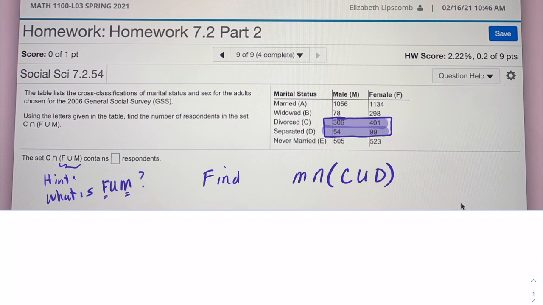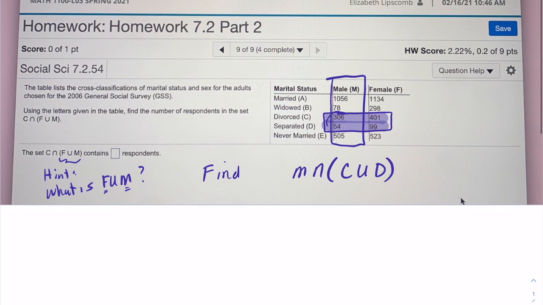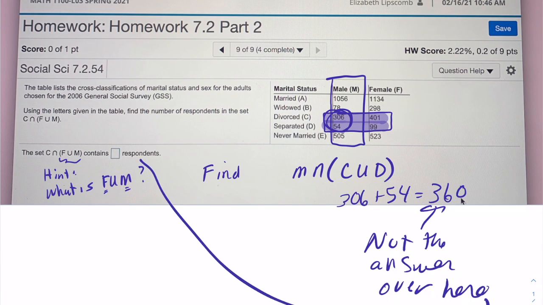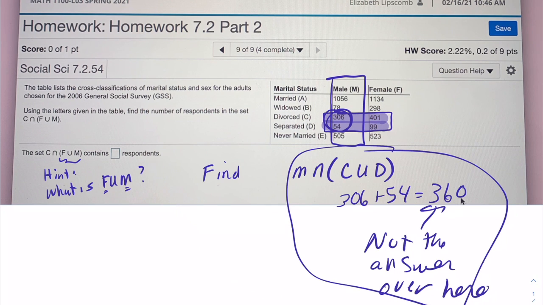And if we want to intersect that with M, we got to intersect that with this group. So if we take all of the males who are either separated or divorced, it's going to be this group here. So it's 306 plus 54 or 360. Remember this is not the answer over here. Right? I just gave you a different problem. So be sure to answer this question.